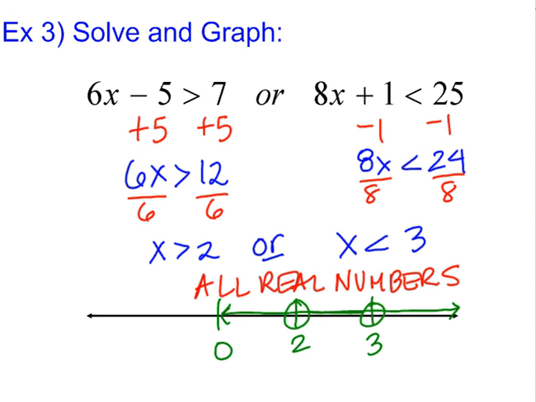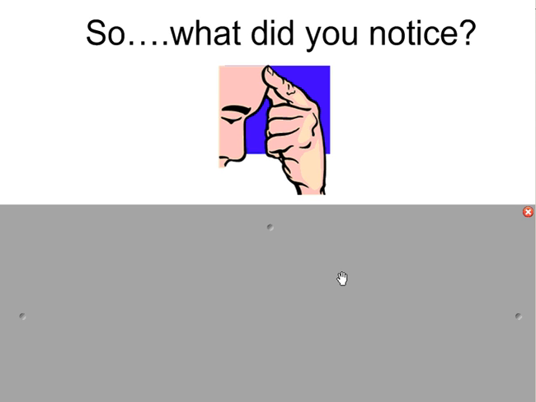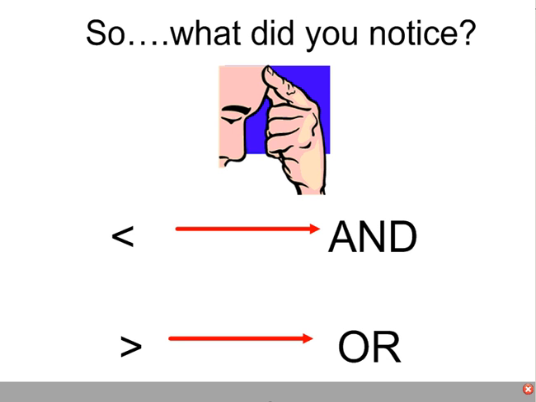Now, I said I was going to see if anybody noticed anything over these two lectures, the and lecture and the or lecture. I don't know if anybody noticed something special going on. Hopefully you did, and if you did, that's awesome, because this is what I wanted you to notice: every time we talked about a less than statement, we were talking about and statements. When it was greater than, we were talking about or statements. Okay, less than were and statements, and greater than were or statements.